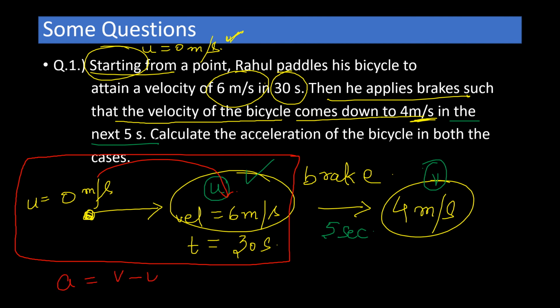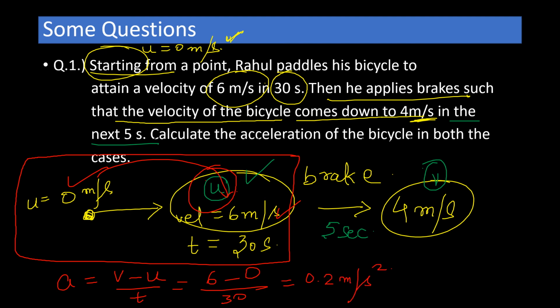So in this case, what is the acceleration? Final velocity minus initial velocity by time. So final velocity, what is it? The velocity at the final point of time, that is 6. Initial velocity is 0. What is the time here? 30. So we get 0.2 meter per second square. That is the acceleration in the first case.